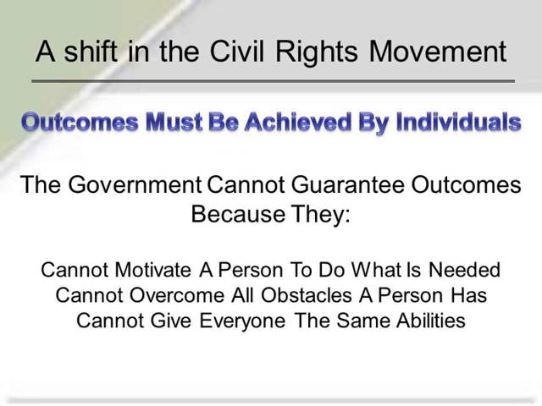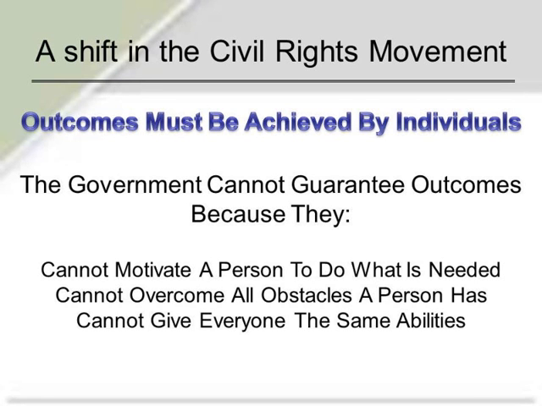The government cannot guarantee outcomes because outcomes are so many times internally driven. The government cannot motivate a person to do what's needed to have a positive outcome. The government cannot overcome all the obstacles a person has. The government cannot give everybody the same ability. If I just don't want to go to school, the government can't motivate me to do what's necessary to go to school, let alone be successful in school.